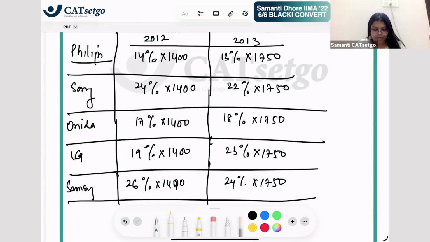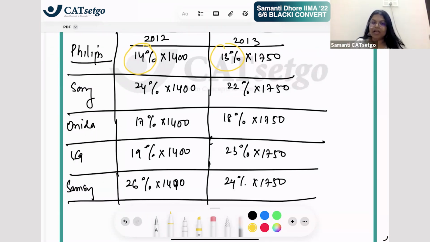Now can you look at this data and say, yeah, 14%, 13%, तो ये increase नहीं है, decrease ही है. Can you say that? Yes or no? No, we can't. Because this 14% is of 1400 and 13% is of 1750. So how do we find the answer? I will tell you. Okay, let's be smart about it.